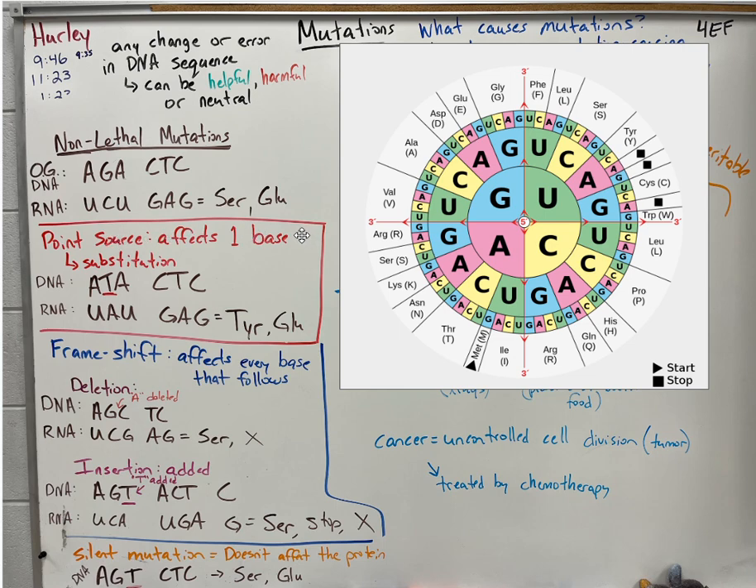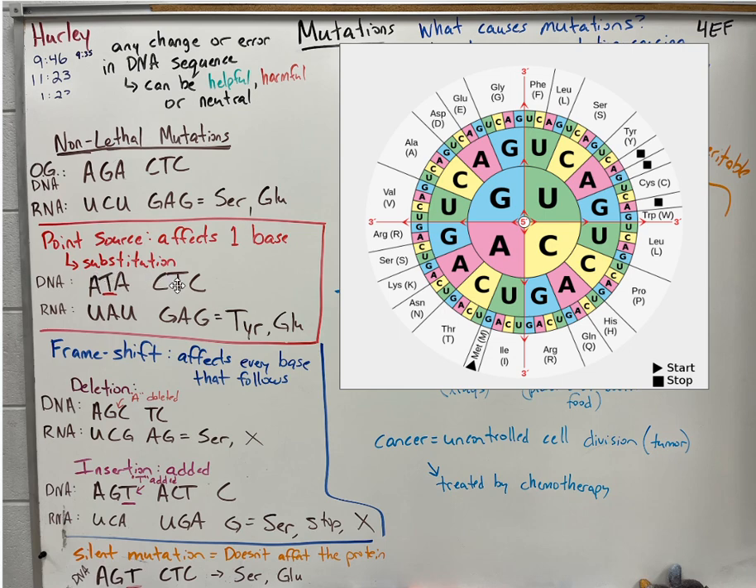It affects one base, and the one that we're going to talk about, the only one that we talk about here, is substitution. So point source and substitution, you can see those as the same thing. It is one point that is changing. So for example, we had AGA up here, and now we have ATA. What you can see is this T replaced this G. Nothing else around it, the A, C, T, C, none of those change. It's just that T in the DNA.